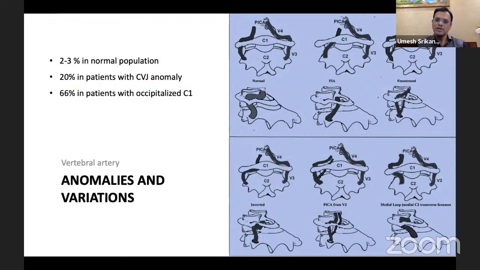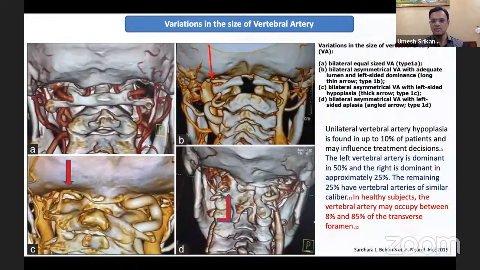So as much as it is important to know the vertebral artery anatomy in the normal course, it's also important to understand the anomalies and variations, because they are quite frequent. Though they are around 2 to 3% in the normal population, it can be encountered. But in the presence of a CV junction anomaly, the amount of anomalies can extend up to 20%. And especially in the presence of an occipitalized C1, the incidence of vertebral artery anomaly or variation can be as high as 66% and even 100% in some series, as has been told.